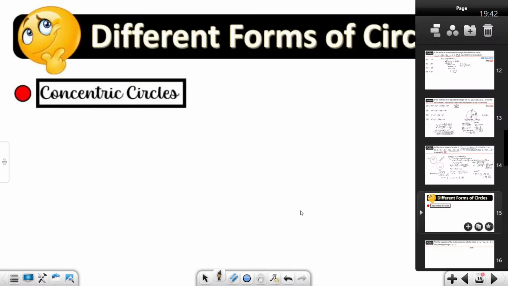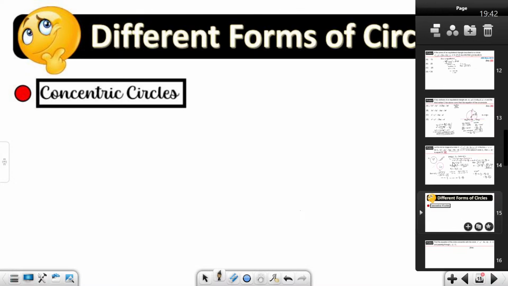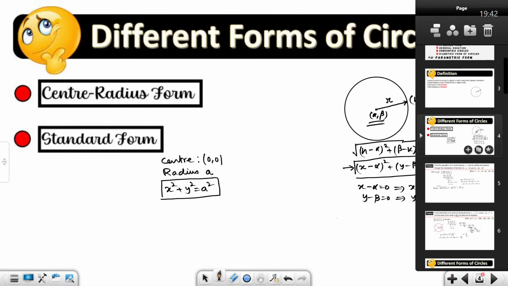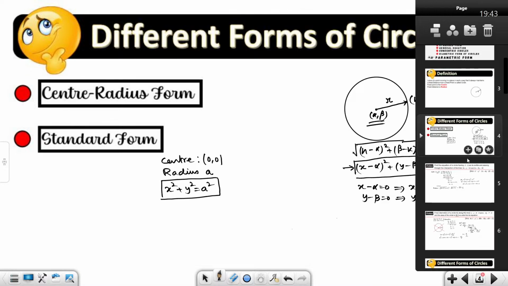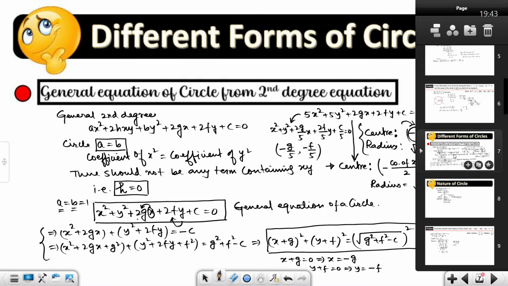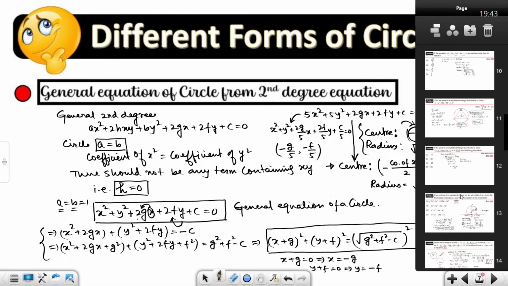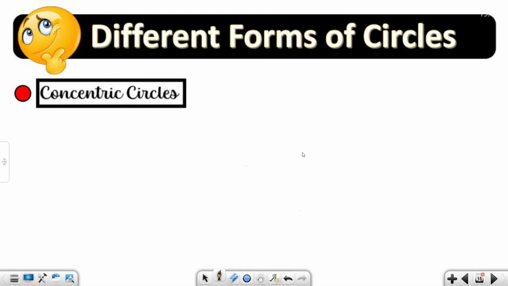So we have already done 3 forms of circle. One is your center radius form. The another one we have done standard form. And then we have learned what is the general equation of the circle. So these 3 forms we have already learned. Now we are going for another form which is called your concentric circles.